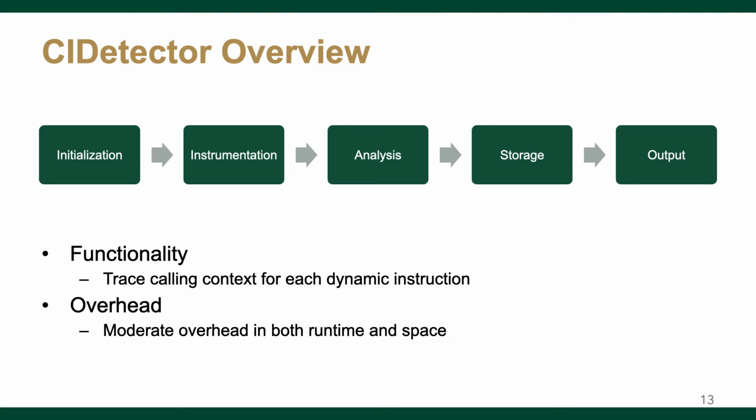Here is an overview of CIDetector. There are 5 steps in CIDetector's workflow. They are initialization, instrumentation, analysis, storage, and output. CIDetector can trace the calling context for each dynamic instruction with moderate overhead in both runtime and space.